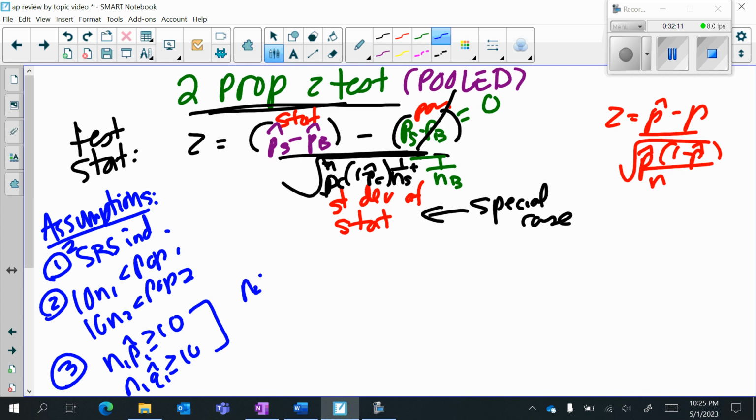Then you have to check n2 p2 hat greater than or equal to 10, and n2 q2 hat greater than or equal to 10. If that's met, then the sampling distribution of the difference is approximately normal. And you will proceed with the Z procedure.